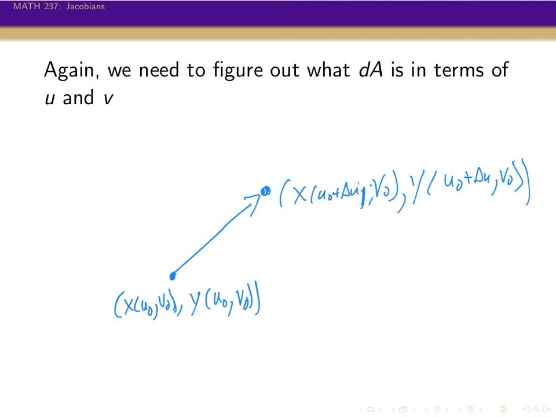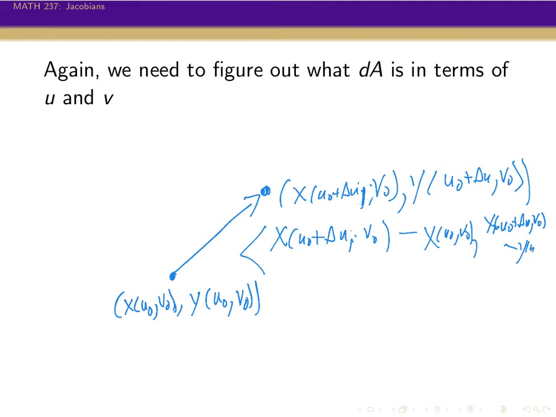Okay. And so if you look at figuring out what the vector is going between these two points, well, what this vector is going to be is x of u naught plus delta u, comma v naught, minus x of u naught, v naught, and y of u naught plus delta u, comma v naught, minus y of u naught, v naught.